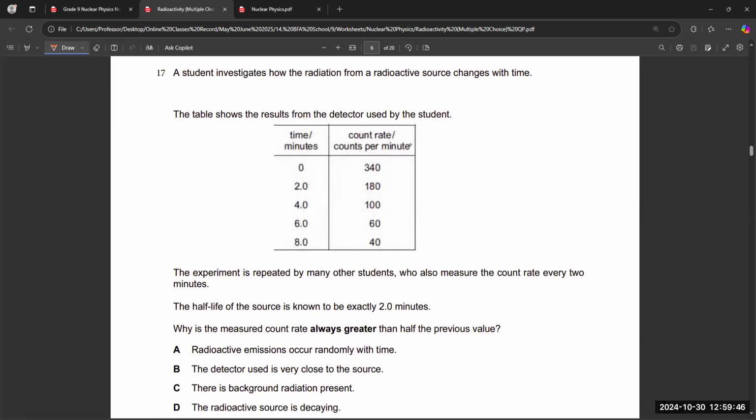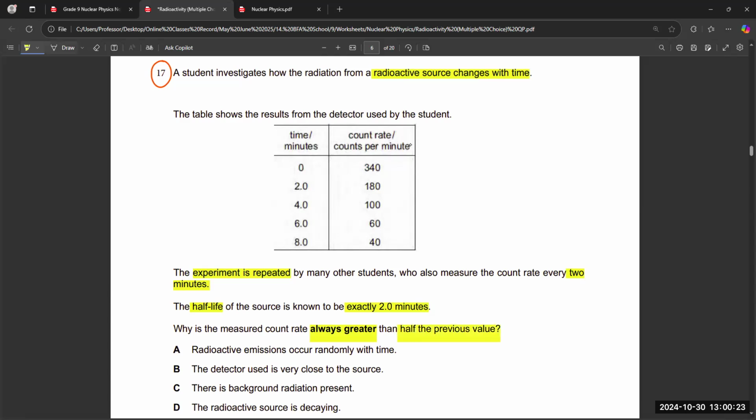Question number 17. A student investigates how the radiation from a radioactive source changes with time. The table shows the result from the detector used by the student. The experiment is repeated by many other students who also measure the count rate every 2 minutes. The half-life of the source is exactly 2 minutes. Why is the measured count rate always greater than half of the previous value?